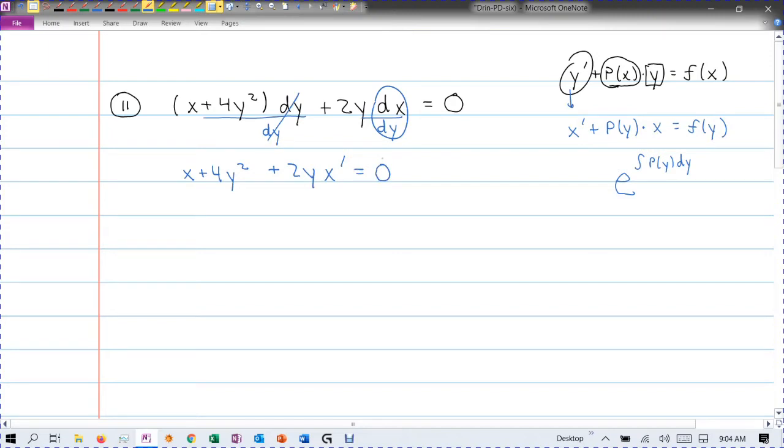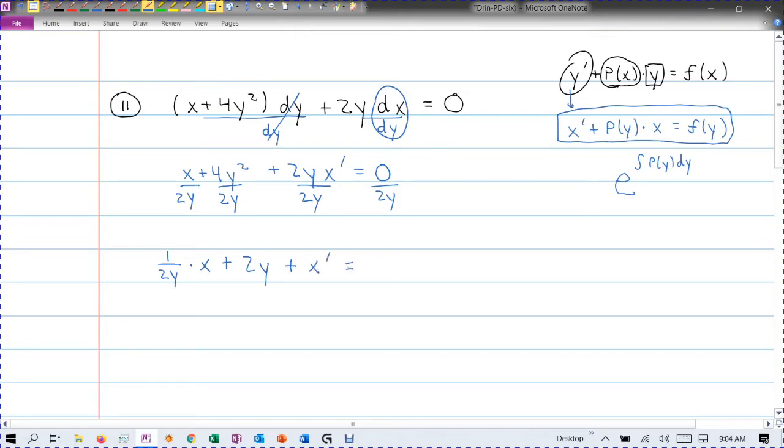And now what we try and do is make it look like this here. So let's get a coefficient of 1 in front of x prime. So let's divide everything by 2y. So we take this divided by 2y, this divided by 2y, this divided by 2y, this divided by 2y. Then I'm going to write this first one as 1 over 2y times x, and then plus 2y, and then plus x prime equals 0.